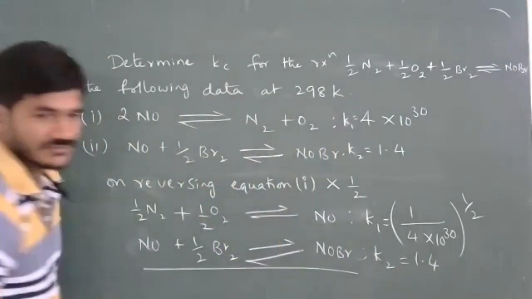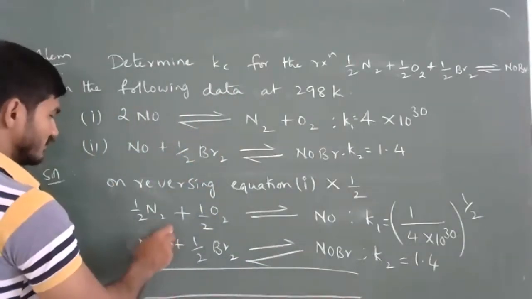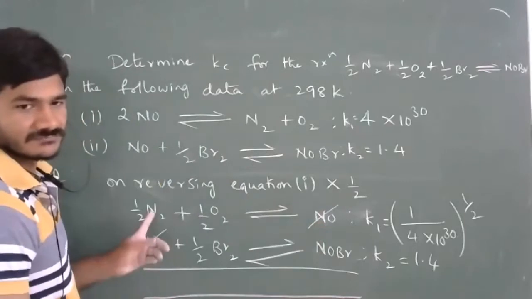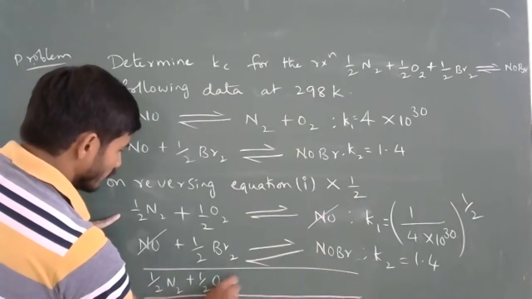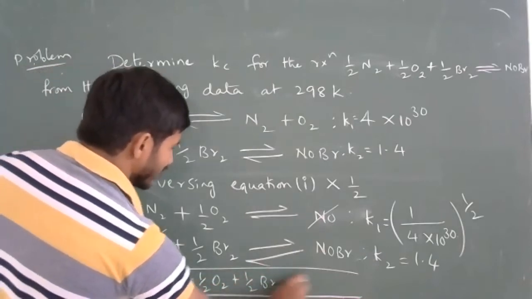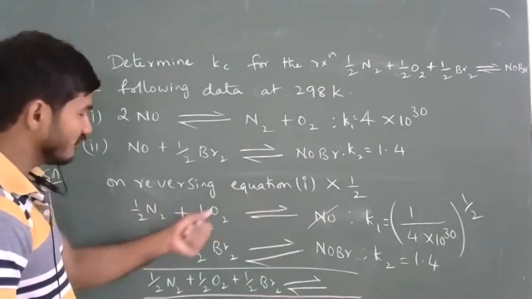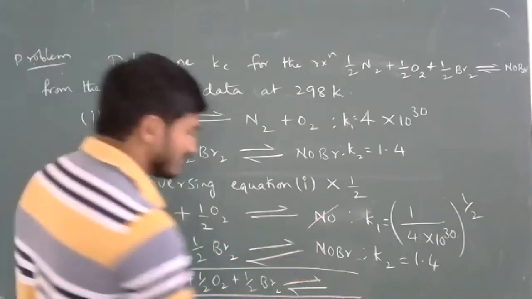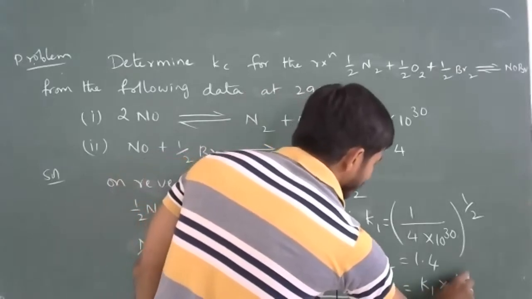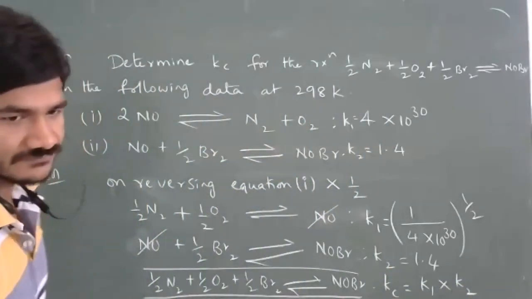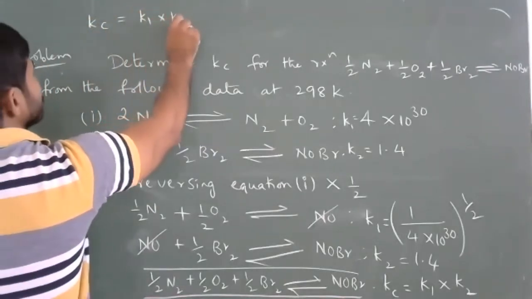Now you add the two equations. Once you add, what will be the equation? NO gets cancelled. The resulting equation has half N2, half O2, half Br2 on the reactant side, and on the right side we have only one molecule, NOBr. So for this, Kc is equal to K1 into K2.